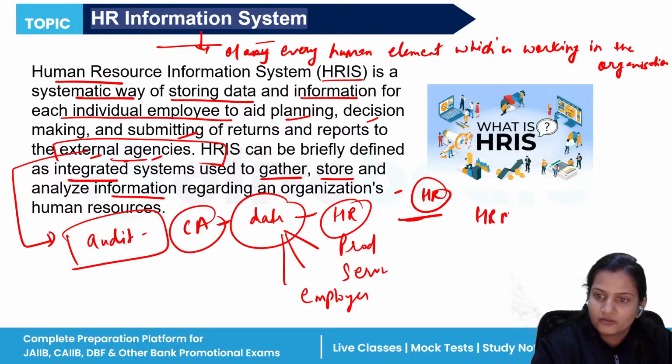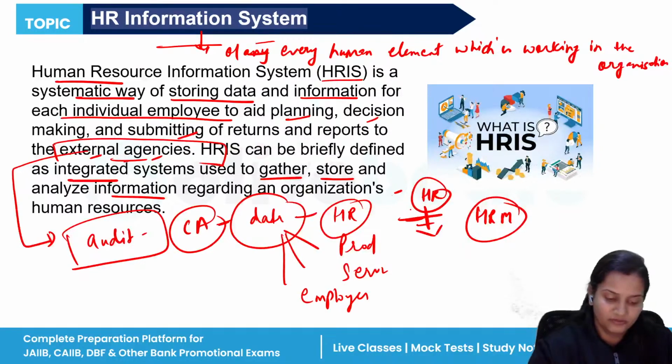We are talking about human resource management, so in every chapter there will be human resource.